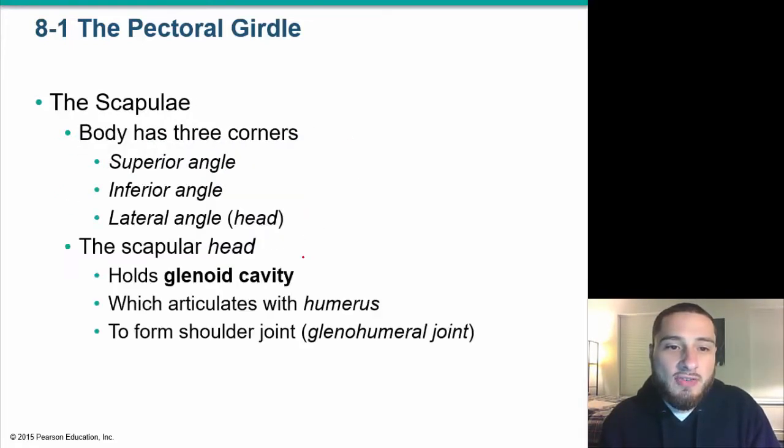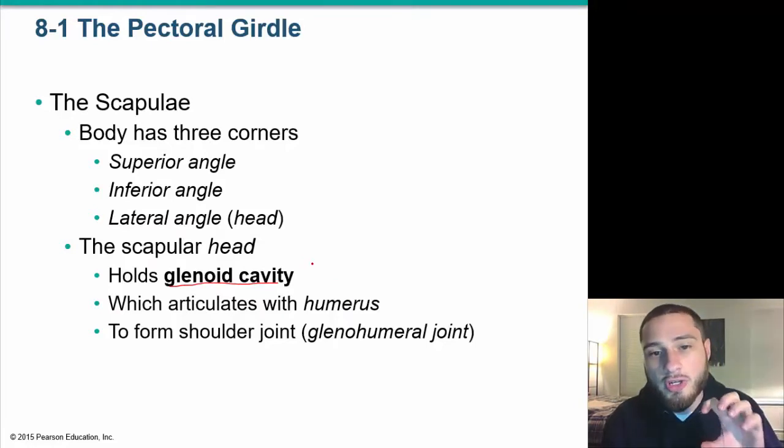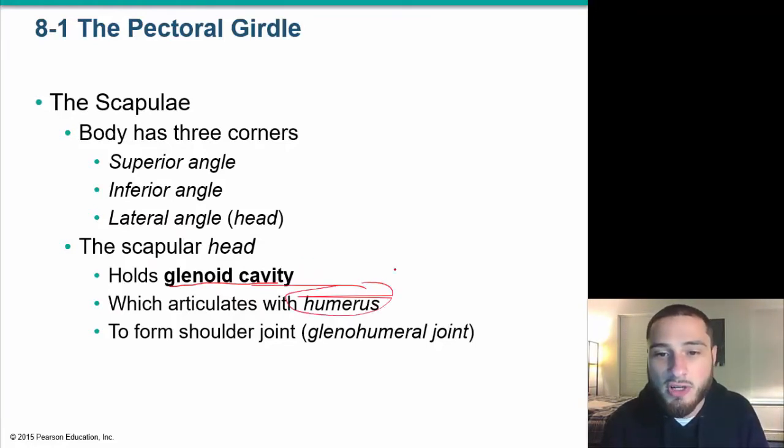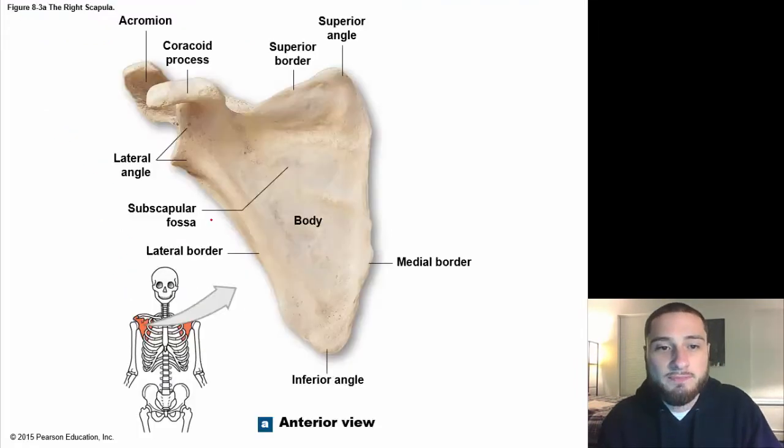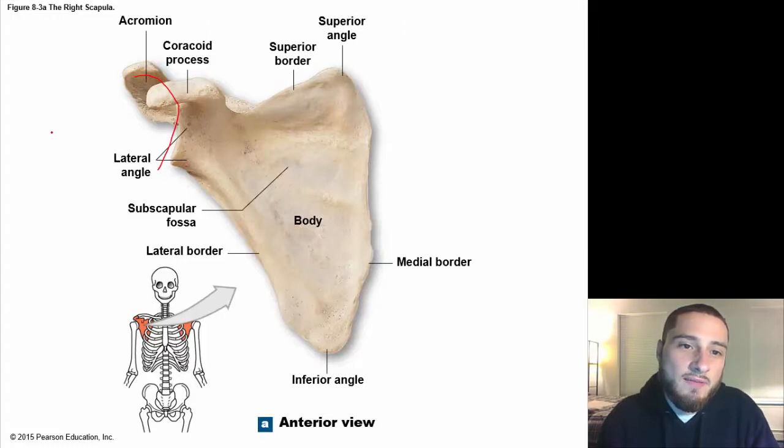The scapula has a glenoid cavity. Okay, that's the cavity. That's your actual shoulder joint where the humerus is going to link up with it, and we call that the glenohumeral joint. The processes of the glenoid cavity are the coracoid process and the acromion. So here you have this coracoid process and this acromion, where this humerus is going to fit into there, and it makes this joint very movable.